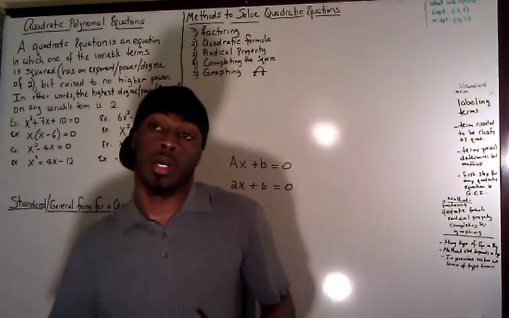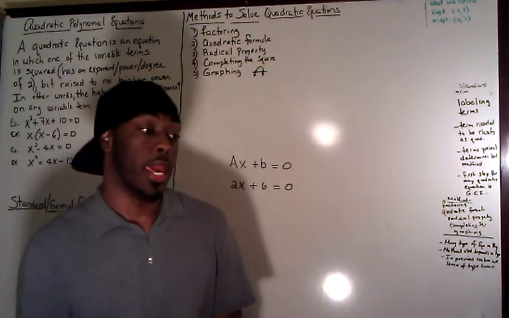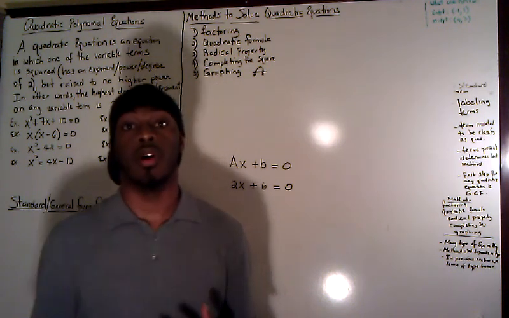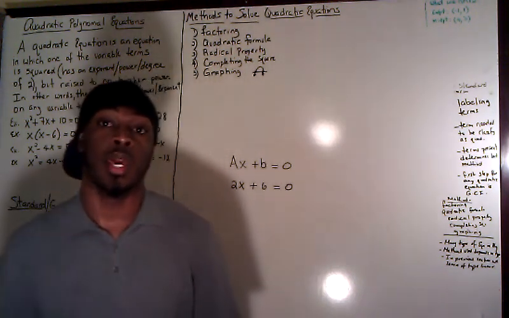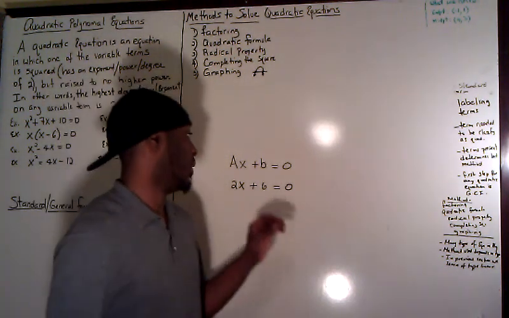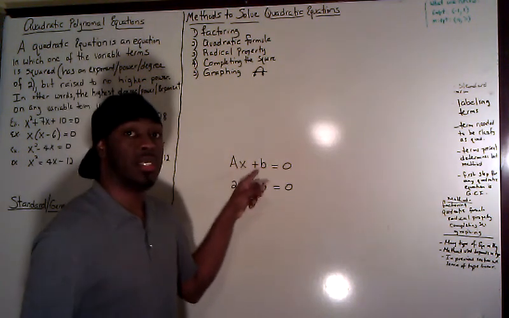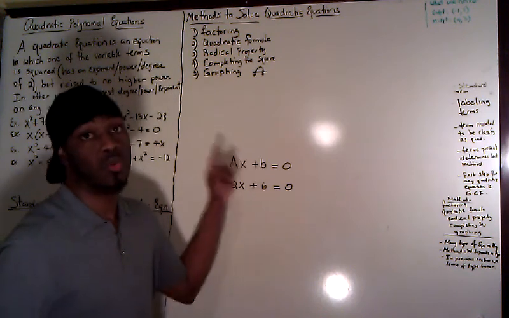In algebra, we'll come to learn about solving many types of equations, and the process we use to solve a particular equation depends on the type of equation that we're dealing with. In the previous section, we learned about linear equations, and we said a linear equation is an equation of this form where the highest degree of that equation is 1.